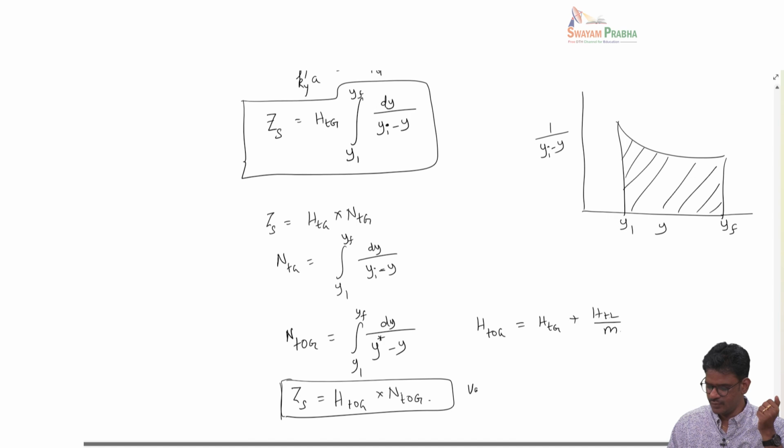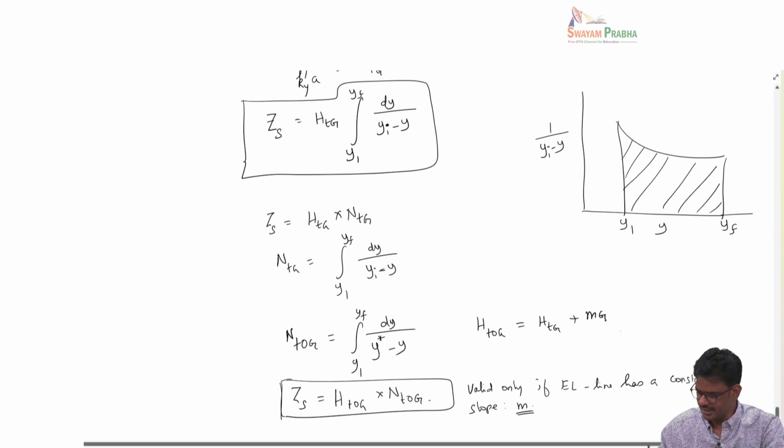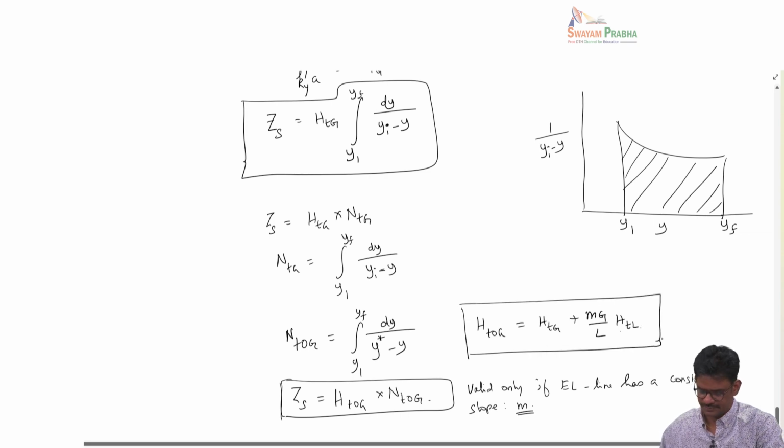So this is valid only if the equilibrium line has a constant slope, which is M here, mg by L. This is the same expression that we used in absorption also.